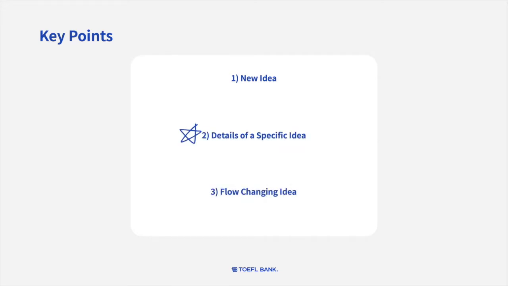There are 3 types of sentences that are given in a sentence insertion question. It could be a sentence that includes a new idea, a sentence that includes details of a specific idea, or a sentence that changes the flow of a paragraph. In the case of a sentence that includes new ideas, the noun of the given sentence should be different from the sentence that comes prior to it.